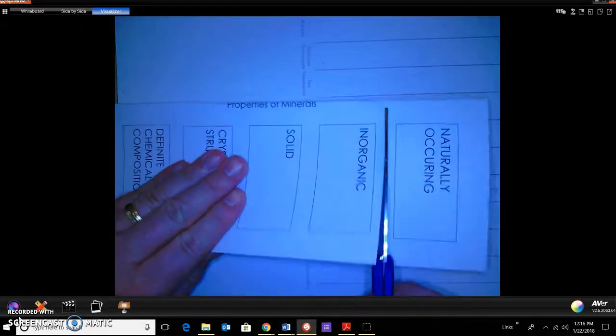Next, you're going to need to turn it sideways like this, and you are going to make little cuts about halfway to the crease so that we have these little tabs. Okay, so we should have a tab for naturally occurring, inorganic, solid, I'm going to make a tab here, crystal structure, make a little tab here, and definite chemical composition.